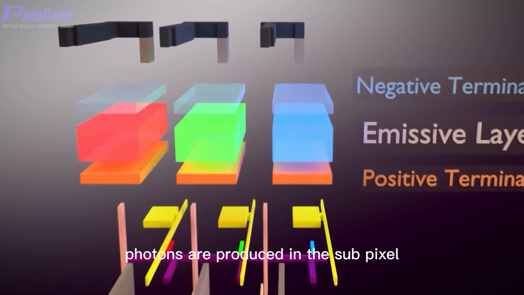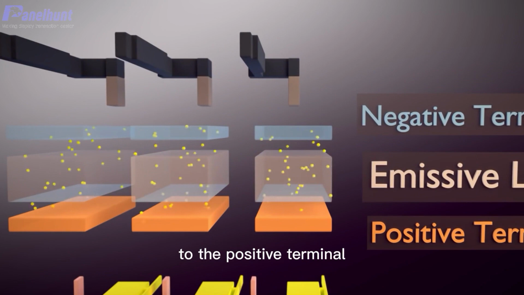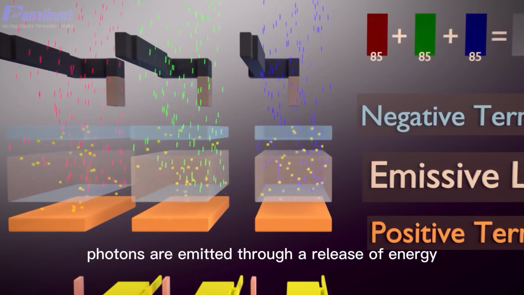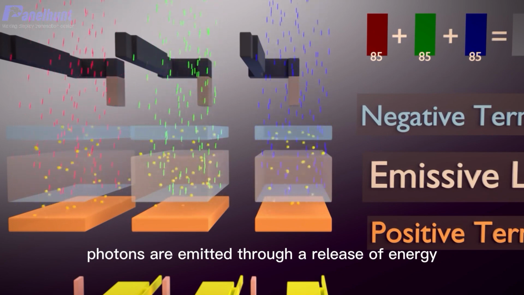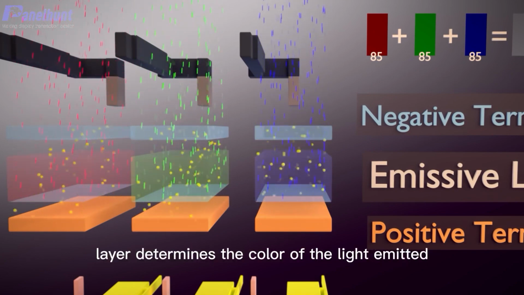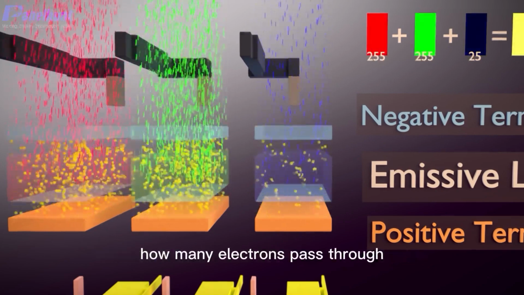Photons are produced in the subpixel by electrons that are driven from the negative to the positive terminal. When they pass through this middle layer here, called the emissive layer, photons are emitted through a release of energy. The compounds used to make up the emissive layer determine the color of the light emitted, and the intensity of this light is dependent on how many electrons pass through.